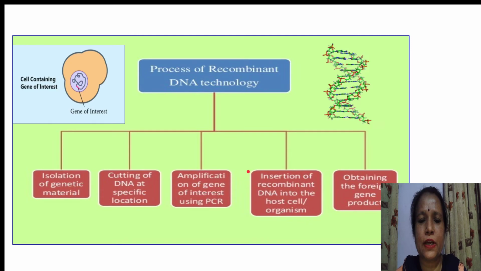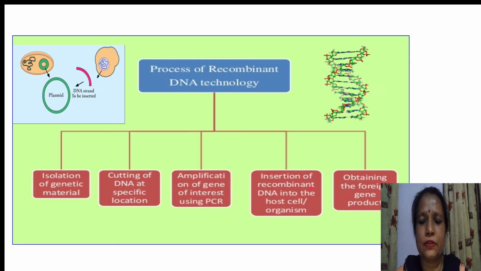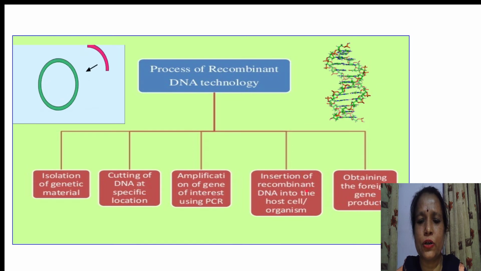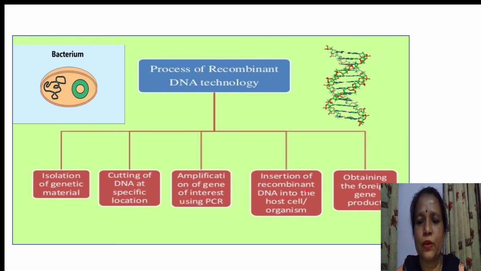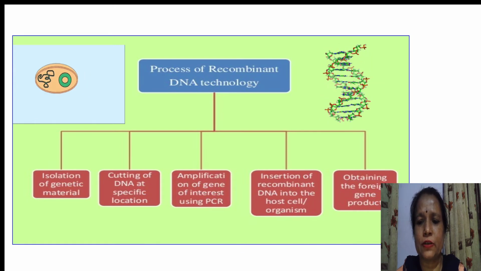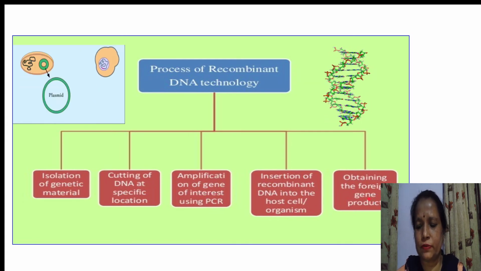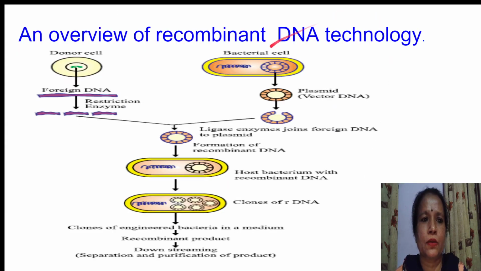Then these desired genes are inserted into the vector, and the vector is introduced into the host cell, where it will multiply and form clones of it. Finally, we will obtain the foreign gene product. This is an overview of recombinant DNA technology.